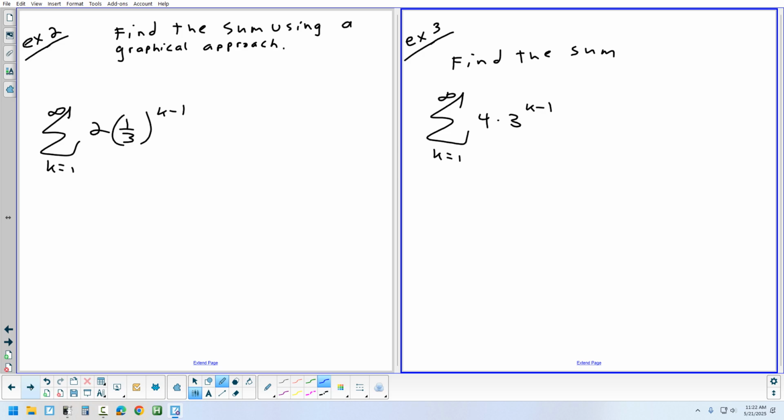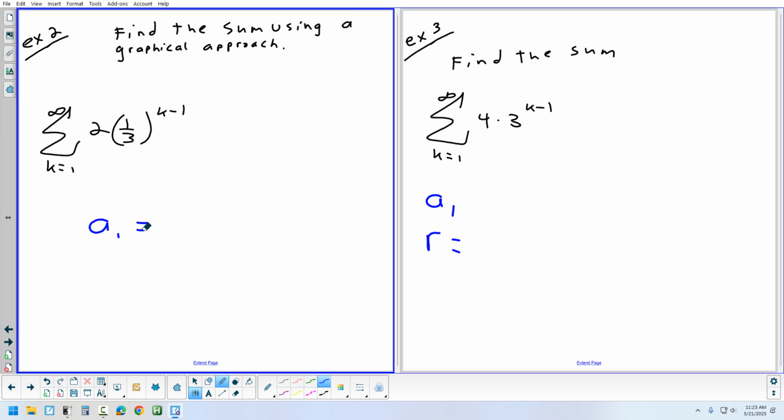4 times 3 to the k minus 1. So the idea is we'll look at what happens when you add up like the first 5, the first 6, the first 7, and see if you notice if you're getting closer and closer to something. Okay, so we've got our formula. S sub n equals A1 times 1 minus r to the n, over 1 minus r.